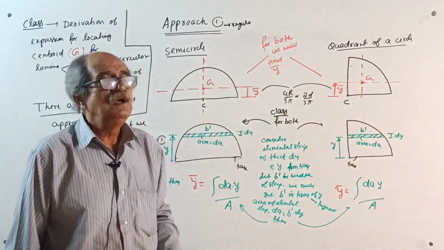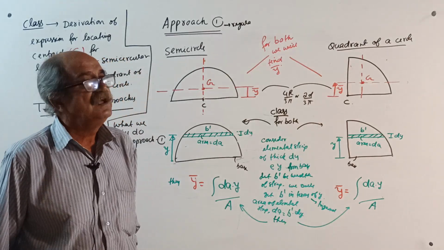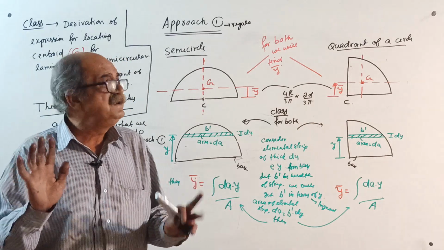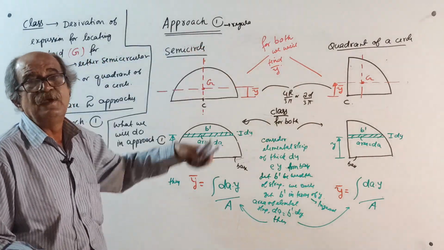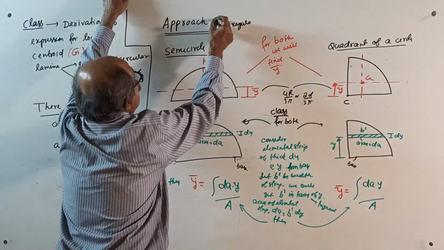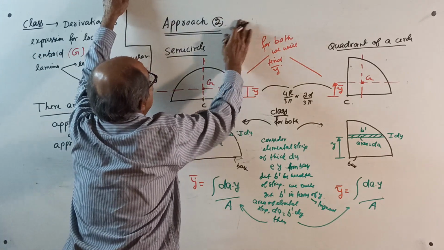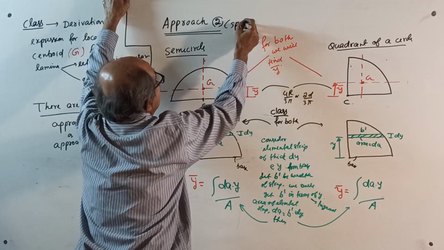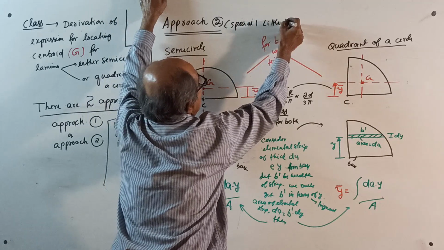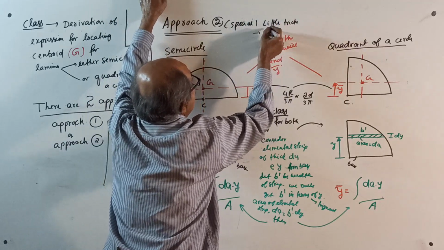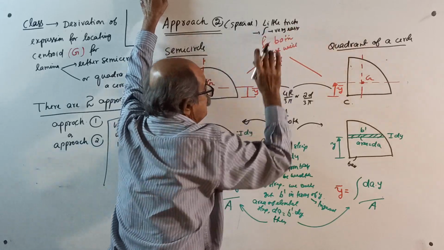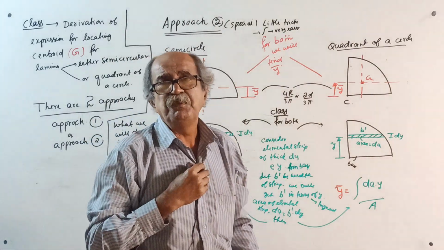People may get a doubt: last time he told elemental strip, and when I go to approach 2, what is he doing now? He is taking a circular arc. Go back to the introduction class, understand, and then come. Now I will tell you approach 2. This is somewhat special, a little tricky, but integration is very easy. I will prepare the sketch and explain.